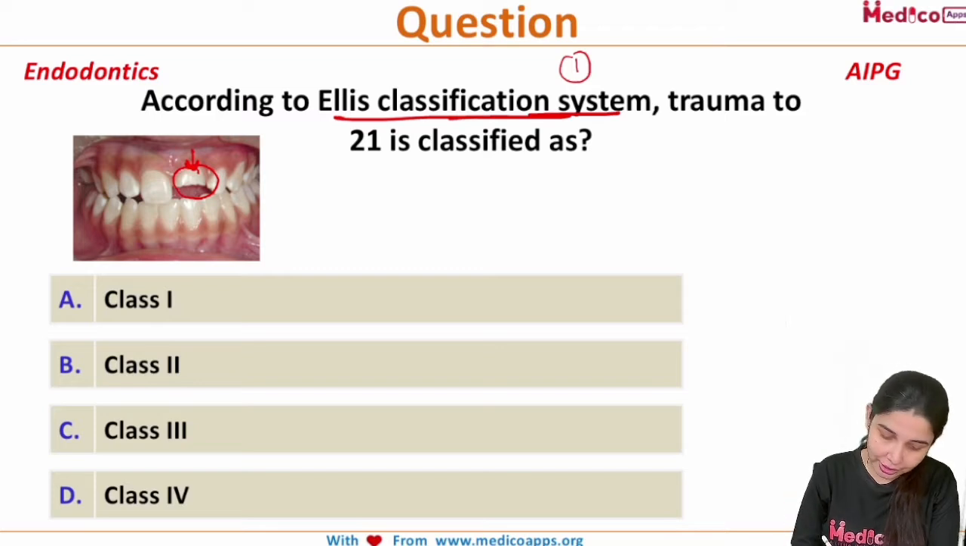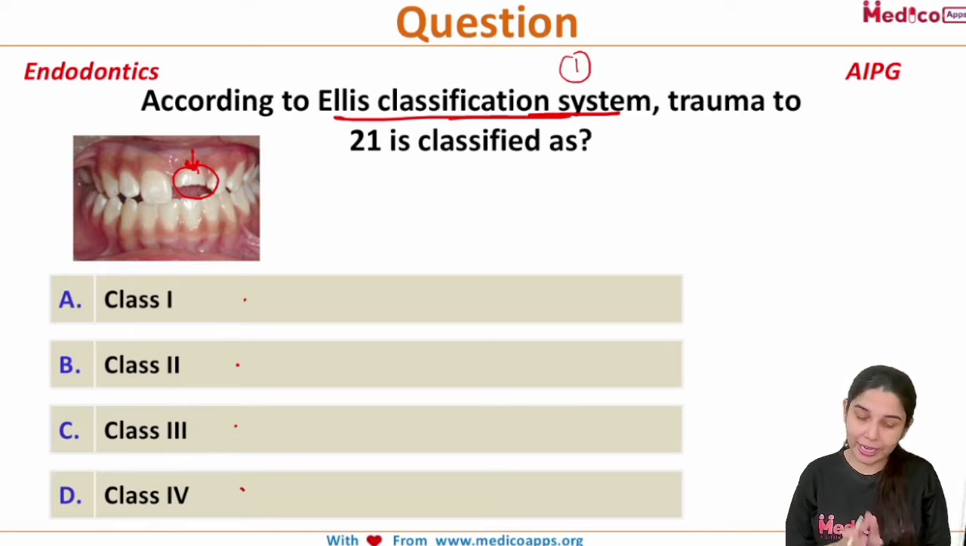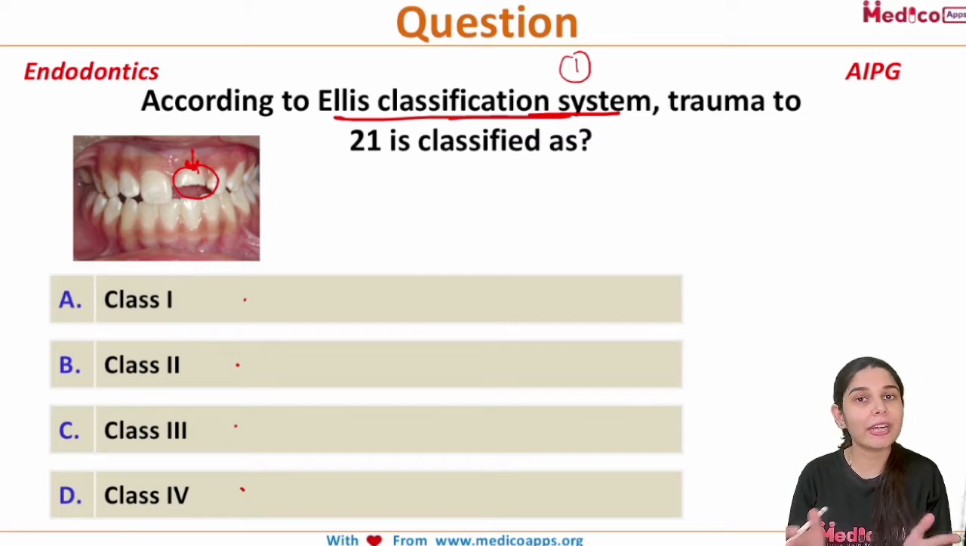And what are the options? Class 1, class 2, class 3 and class 4. So how many classes are there? We will discuss all of this in this video lecture. So let's start by understanding and eliminating the options and getting the answer for this MCQ.